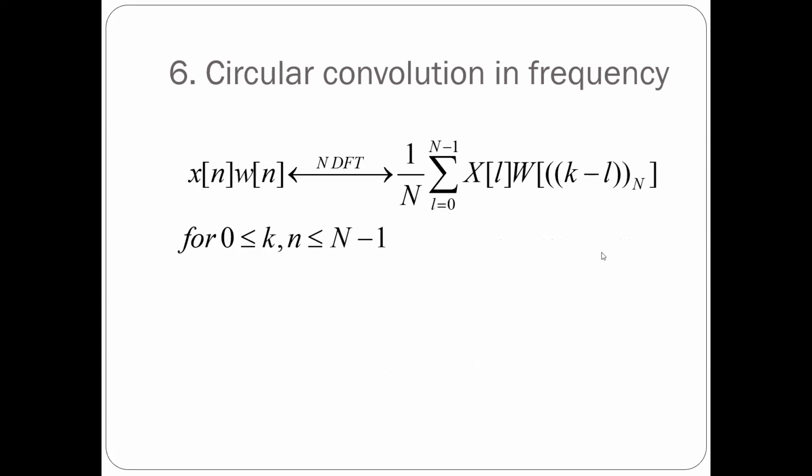Now, there is an equivalent property in the frequency domain. The equivalent property in the frequency domain says that if you circularly convolve the discrete spectra in the frequency domain, see what is the expression for the circular convolution in the frequency domain. That you write as 1 by N sigma L equal to 0 to N minus 1 X of L W of (k minus L) modulo N. So there is a 1 by N here. Now this will have an N-point DFT given by x of n into w of n.